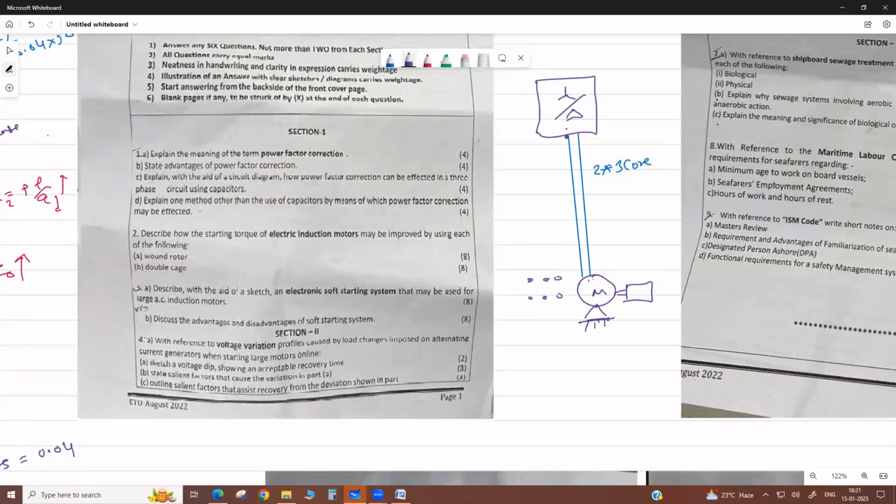When we start the motor, the purpose of the starter is over. It protects from overload and short circuit. But if you want to change the speed, it is not possible with star delta or DOL starter. In VFD or soft starter we can do it.